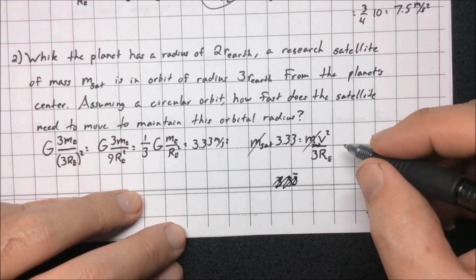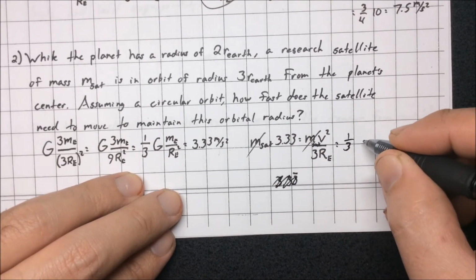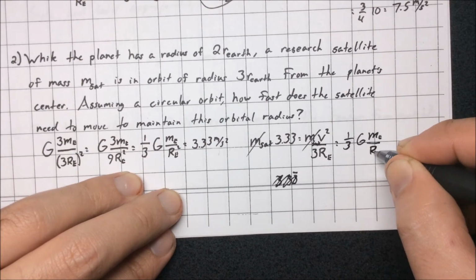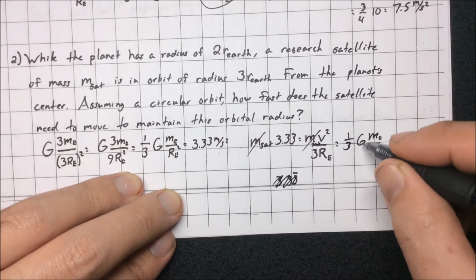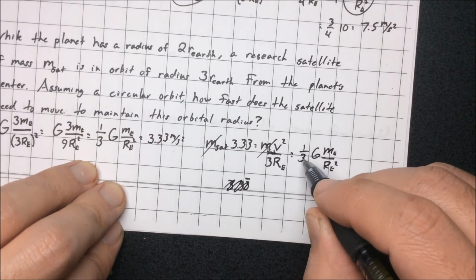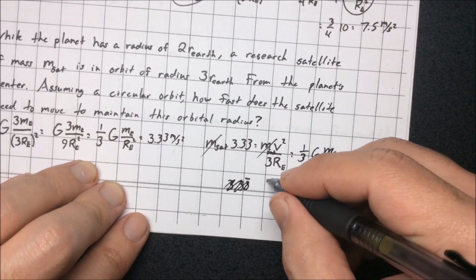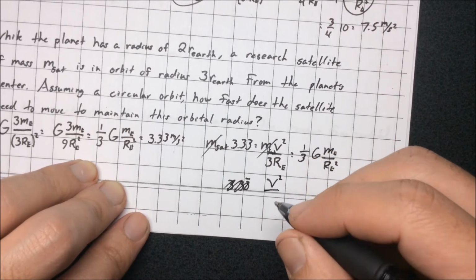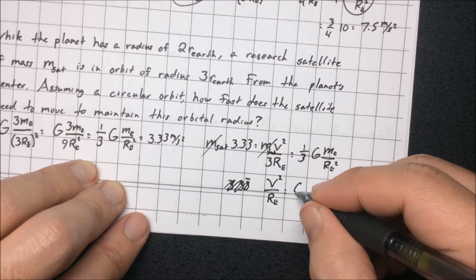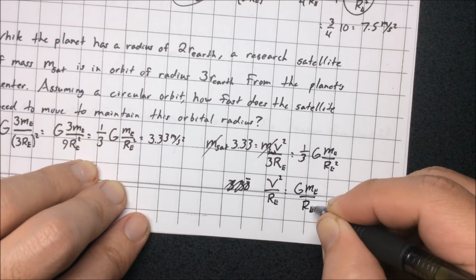Let's not use 3.333, let's actually use 1/3 G m over r e squared, and that's all 10, right? Because if you do that, you see how we have a 1/3 over here and a 1/3 over there? Those go away. So I can do this. I can say velocity squared divided by RE is equal to G m over r squared.